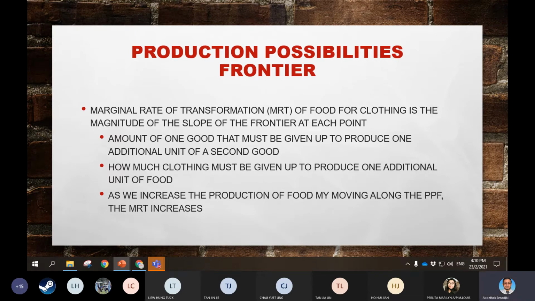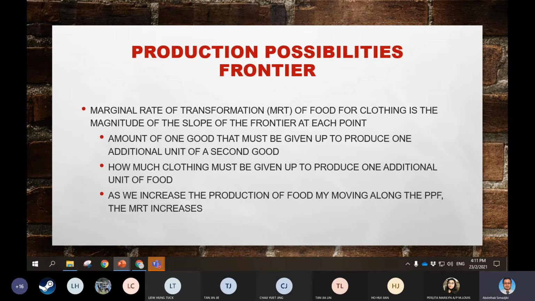So now we talk about the marginal rate of transformation. The marginal rate of transformation, MRT, of food for clothing is the magnitude of the slope of the frontier at each point, and the amount of one good that must be given up to produce one additional unit of the second good. How much clothing must be given up to produce one additional unit of food as we increase the production of food? Then we move along the PPF, and the marginal rate of transformation increases. In a simple way, the marginal rate of transformation is when we transform the input of producing food to the producing of clothing, or vice versa.